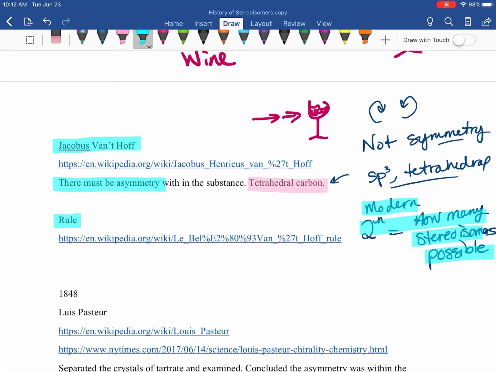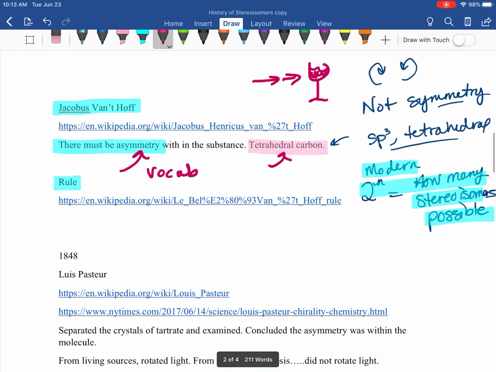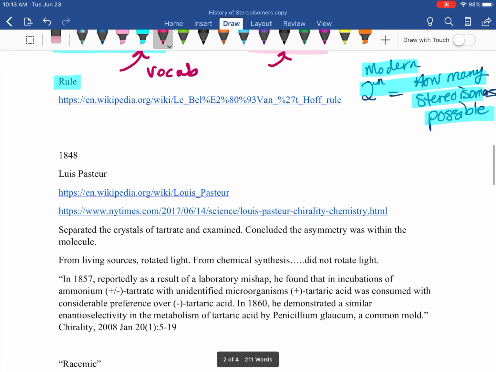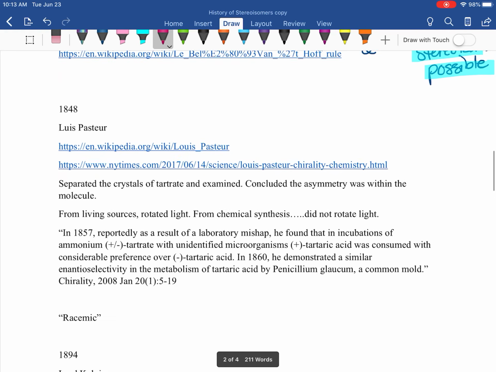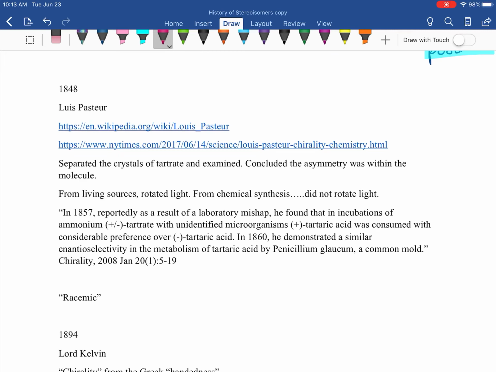And we're going to keep this idea of asymmetry. We're going to have a lot of vocab that deals with the fact that there must be some asymmetry and some tetrahedral carbons in there. That's coming from Van't Hoff's work in the early 1800s. And then as the plot thickens, our mystery is starting to unfold.